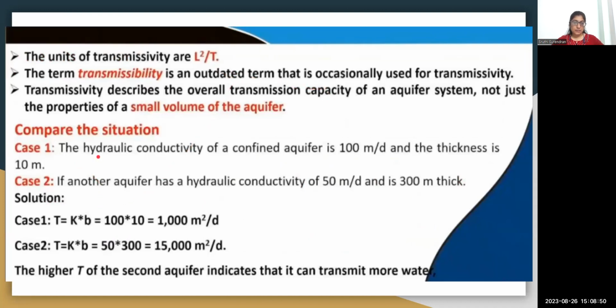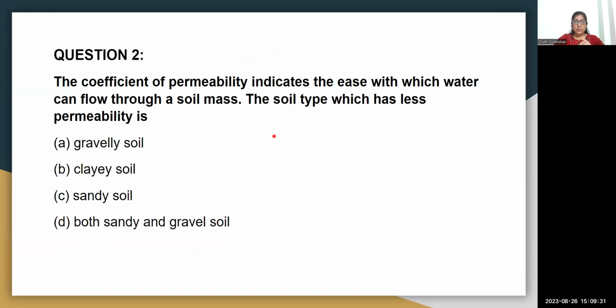Here two conditions are compared: hydraulic conductivity of 100 meter per day and thickness of 10 meter gives a transmissibility of 1000 meter square per day. For another aquifer whose conductivity is less but whose thickness is more, again the transmissibility is more. This is why the small representative portion of the aquifer comes into play, because we can see that the thickness is varying, which increases the transmissivity in both cases, although the hydraulic conductivity is less in the second case when compared to the first. So that was about transmissibility.